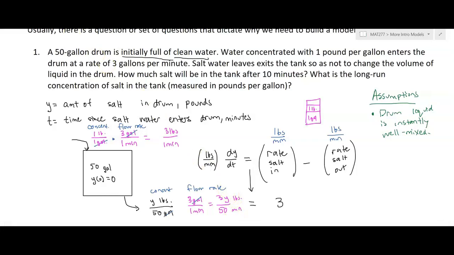It might seem weird at first because you have a variable in your unit, but that's okay. It's just an unknown quantity. And so this will be 3 minus 3y over 50 as our differential equation. And so this is our dy dt.